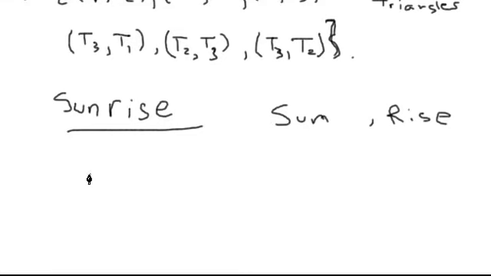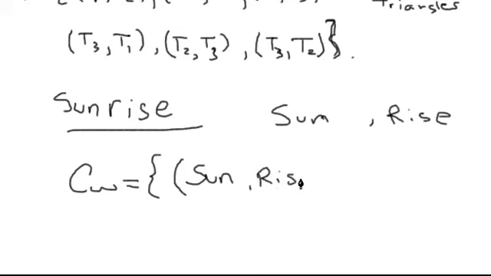So if I had to write this as a set of ordered pairs, I would say sun is related to rise. But it wouldn't be the other way around. That's if we could make a compound word, make a word out of this, sunrise. So this is like one of my secrets here.